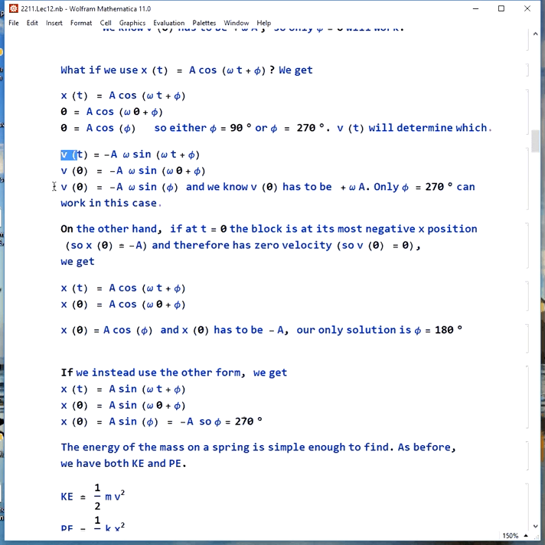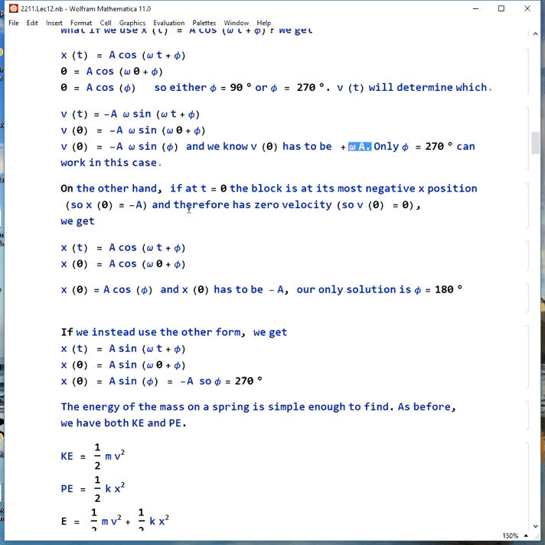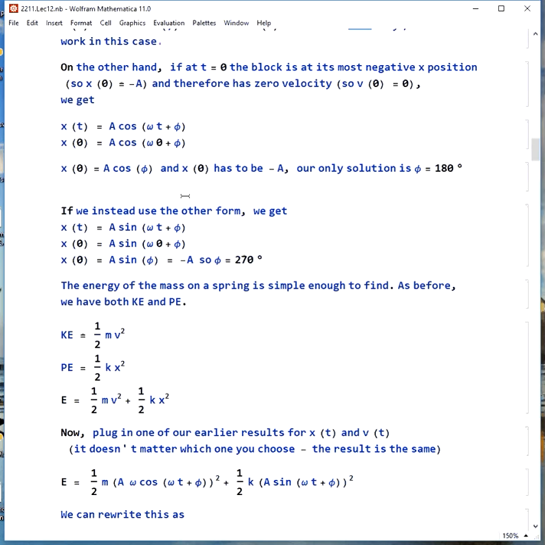For another example, if at t equals 0 the block is at its furthest left negative position, x0 equals negative a, and its velocity would have to be 0 there when it's at the turning point, we can plug in x of t, which is a cosine omega t plus phi. We plug in t equals 0, and we see x of 0 is a cosine phi, but we know from our initial conditions x at 0 is negative a. So we want cosine phi to give us negative 1. Our only solution here is 180 degrees. We don't have to look at the velocity in this case.